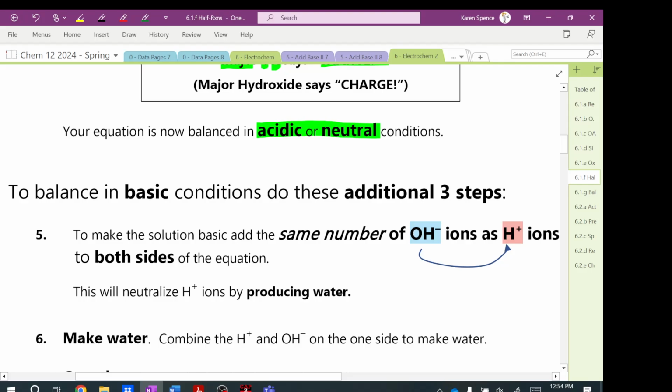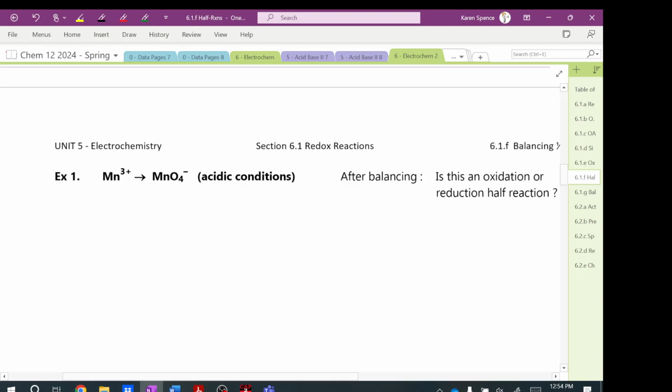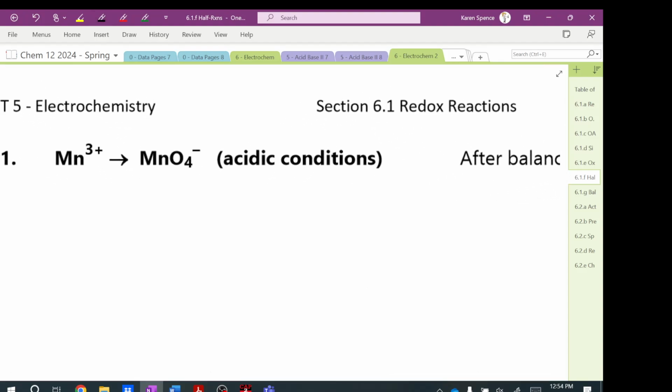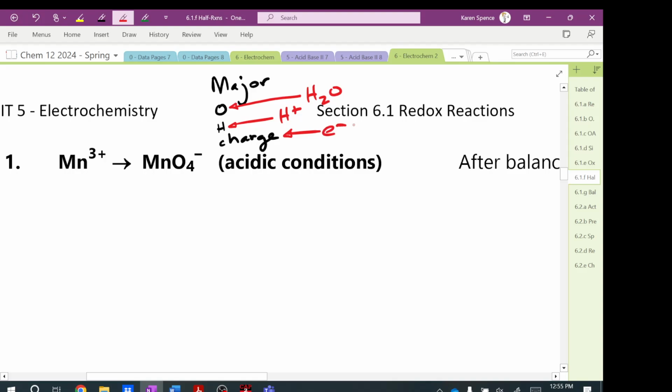And we're going to worry about this basic part later, so we're just going to skip over it for now. Okay? And we're going to do this example here. So remember, major OH charge. And what do we use to balance the O? Water. And what do we use to balance H? H plus. And what do we use to balance charge? Electrons. Okay, so we're going to do that. Oh, and the major ones we balance using coefficients.